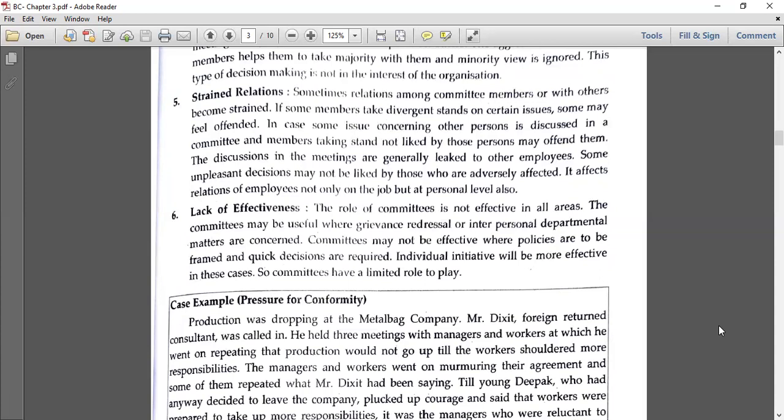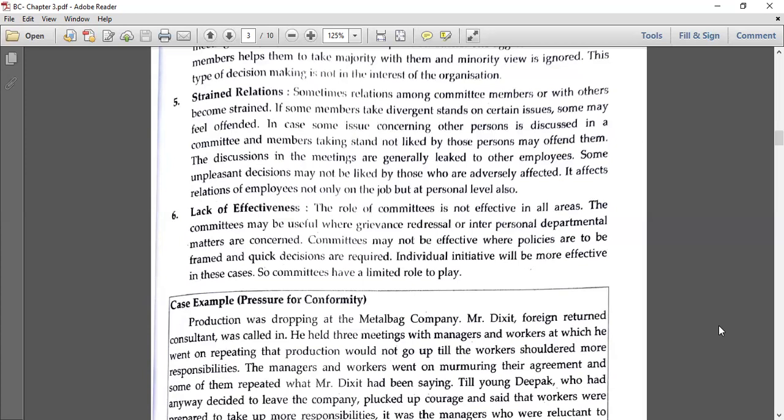Then there is a lack of effectiveness. The role of committees is not effective in all areas. Committees may be useful where grievance redressal or interpersonal departmental matters are concerned. Committees may not be effective where policies are to be framed and quick decisions are required. Individual initiative will be more effective in these cases. So committees have a limited role to play.